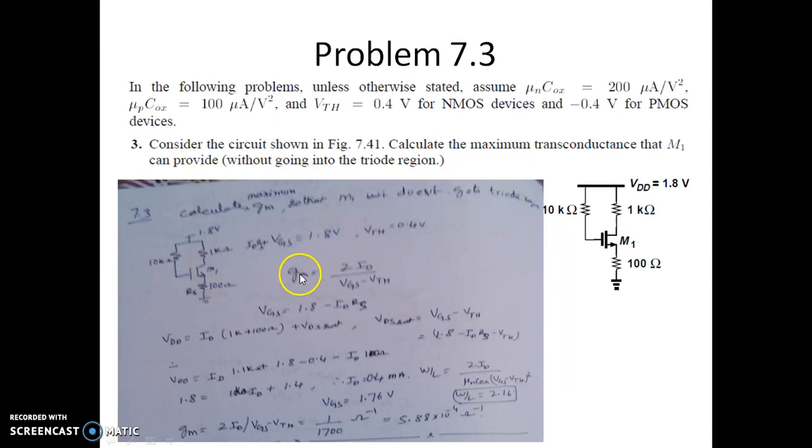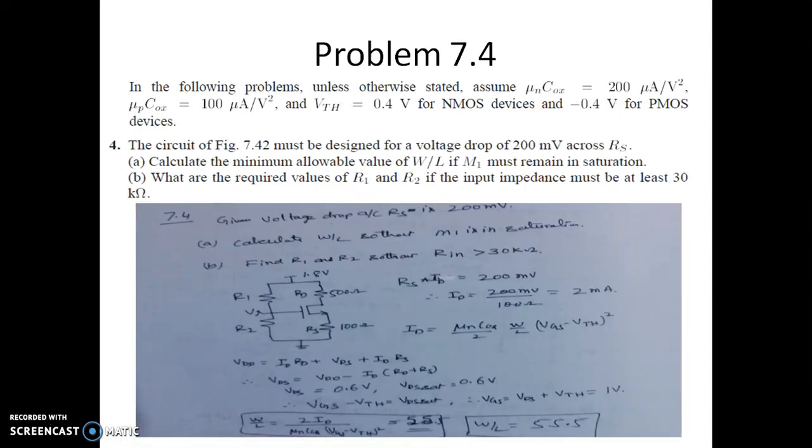Using the original equation GM is equal to 2ID by VGS minus VTH, we get this expression. We can also get the value of GM using another equation, that is square root of 2ID mu n C ox into W by L. You can use this W by L obtained here, and since you know ID and mu n C ox, you can also get the value of GM using that equation. So let us see the next problem.